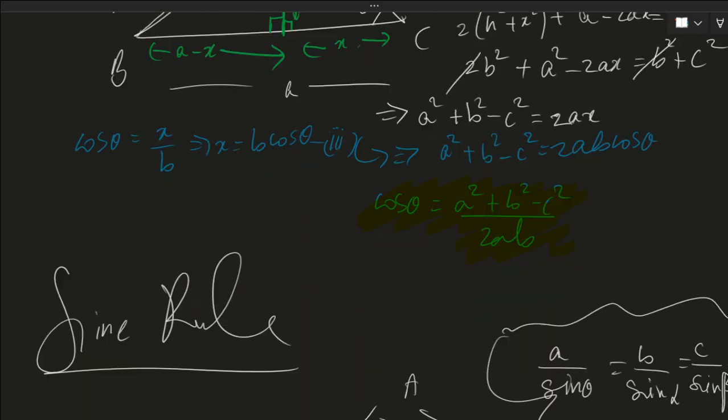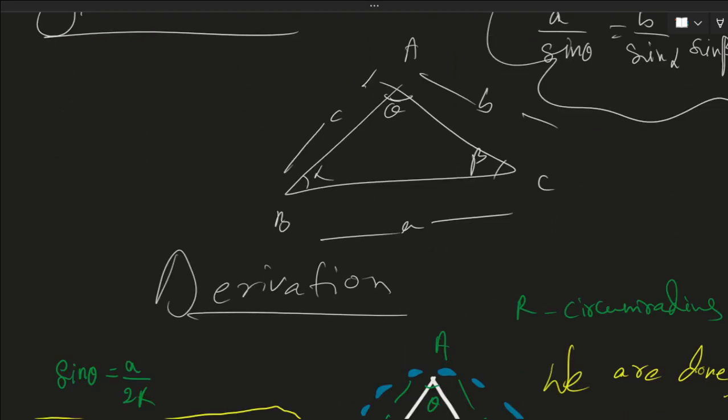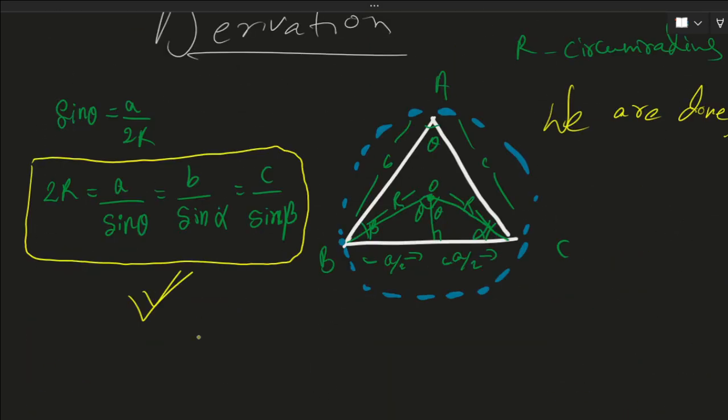I don't like the way this is taught. This is very logical. If someone tells you about the sine rule, you can just think of it. Just draw the circumradius, do everything yourself.